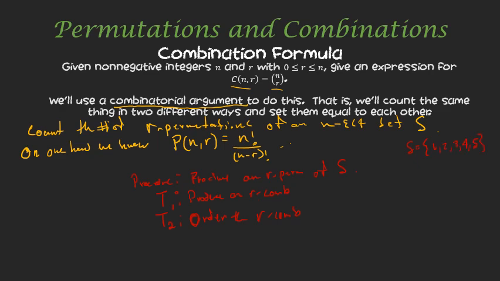If I want to produce a 3-permutation of this, so let's say R is 3, well, I could just order 3 elements of this, or I could first pick a set of 3 elements. So let's say I pick 1, 3, and 5. So T1 is to pick this set. And then from there, I will do task 2. I'll order that.